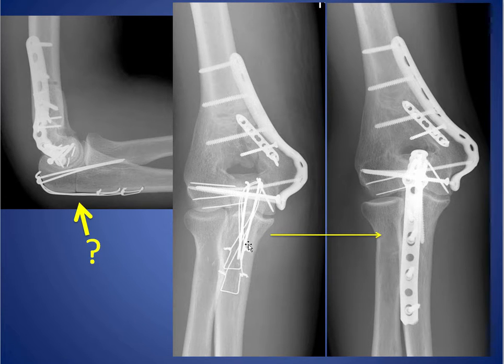One of the complications in this procedure for open reductions is that you can have non-union of the olecranon, and eventually in this case this had to be revised to plate and screw fixation after there was a non-union through the olecranon osteotomy.